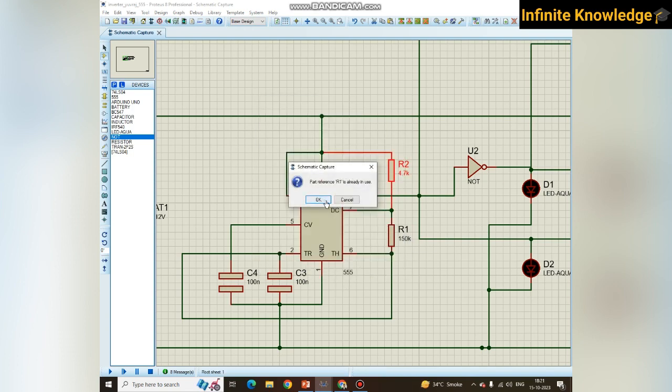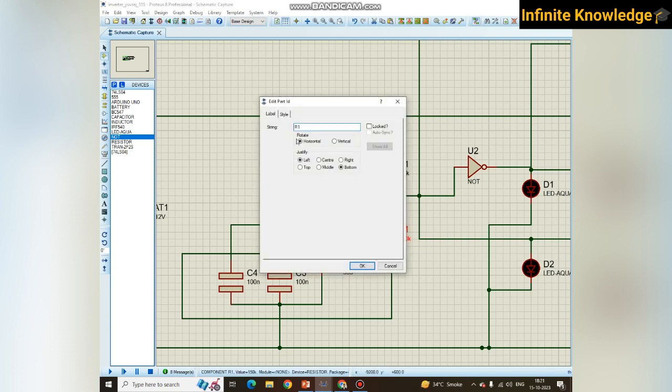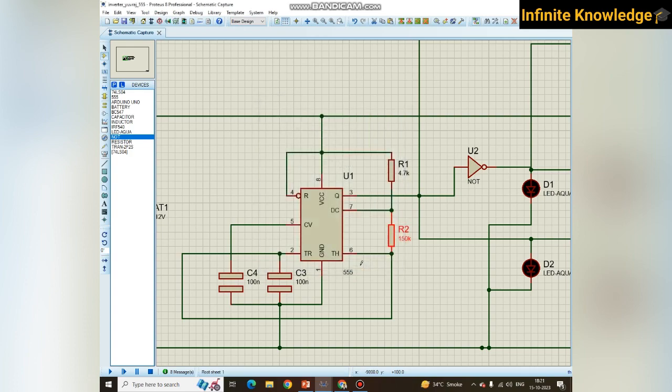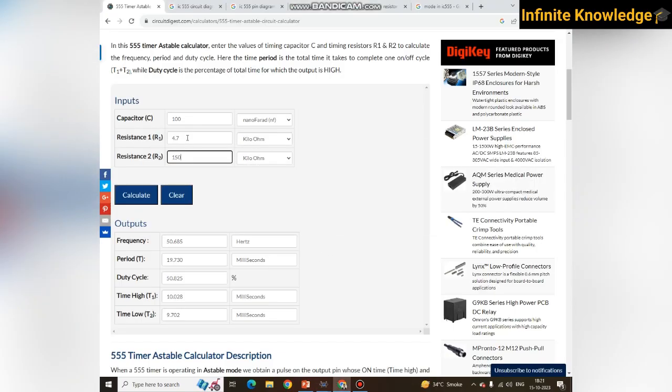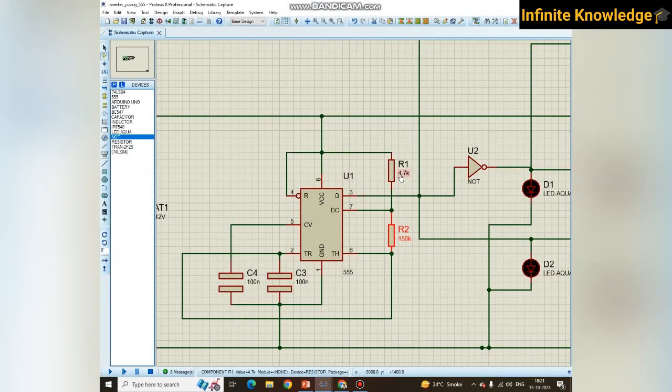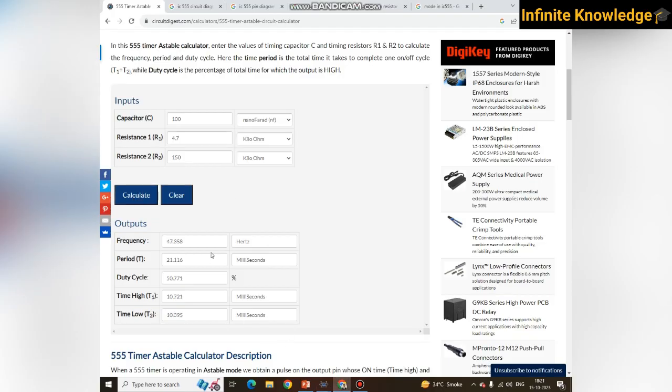Okay, and this one is our R2. So again I have 4.7, 4.7, okay, and 150. R2 is 150. Once you calculate, you can see here you are getting 47 hertz. It is very nearly 50 hertz. In India we are using 50 hertz. That's why we are trying to make the inverter output similar to 50 hertz.